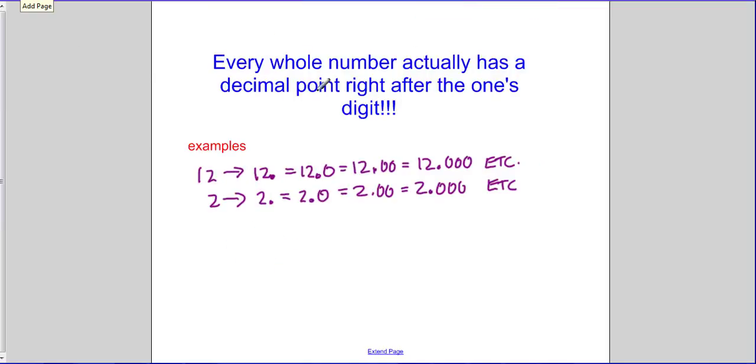So every whole number actually has a decimal point right after the ones digit. So if I have 12, I can write that as 12 point, which happens to equal 12.0, which equals 12.00, which equals 12.000, etc. Those are all equivalent expressions. 2 can be written as 2 with a decimal point right behind it, which is 2.0, which equals 2.00, which equals 2.000, etc.